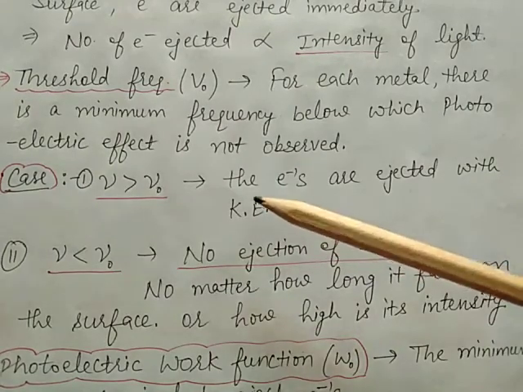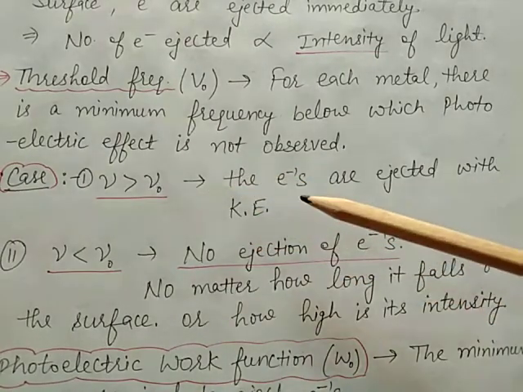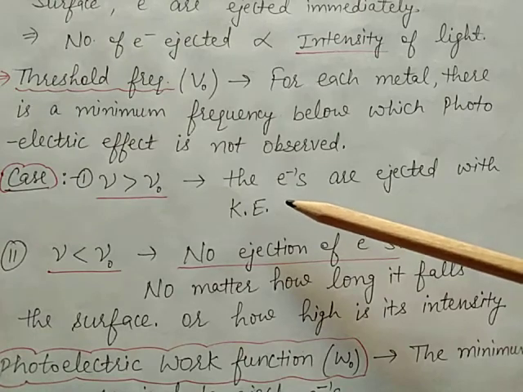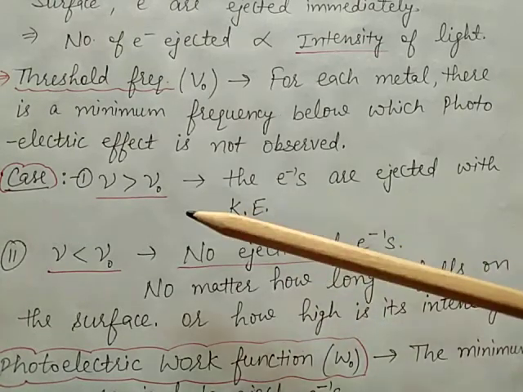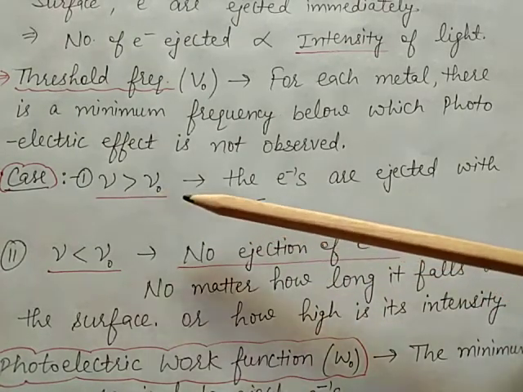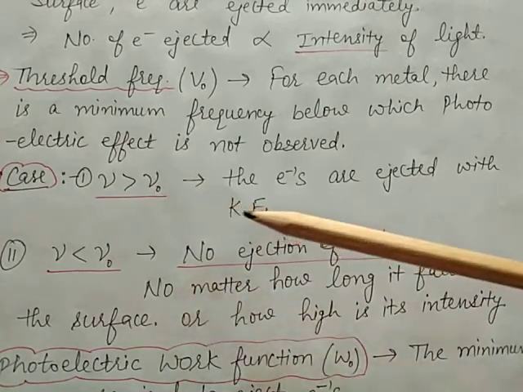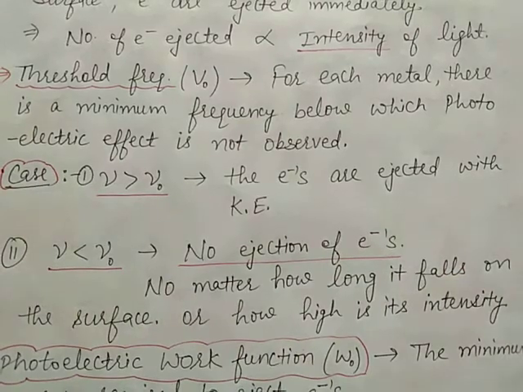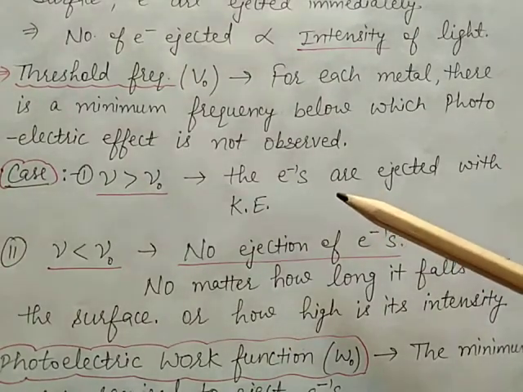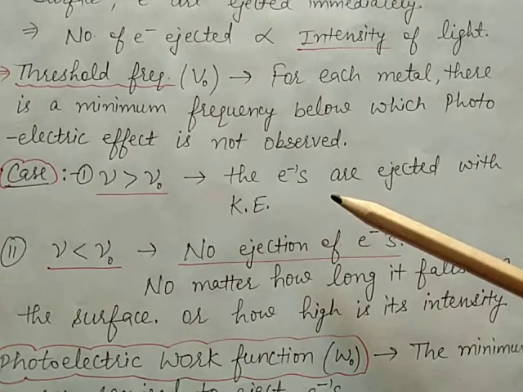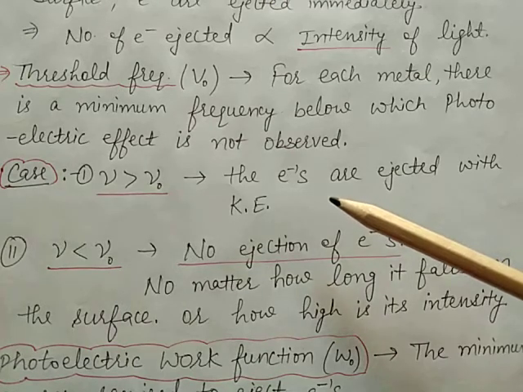So the kinetic energy of these electrons increases if the frequency of light used increases. That means kinetic energy is directly proportional to the frequency of light.